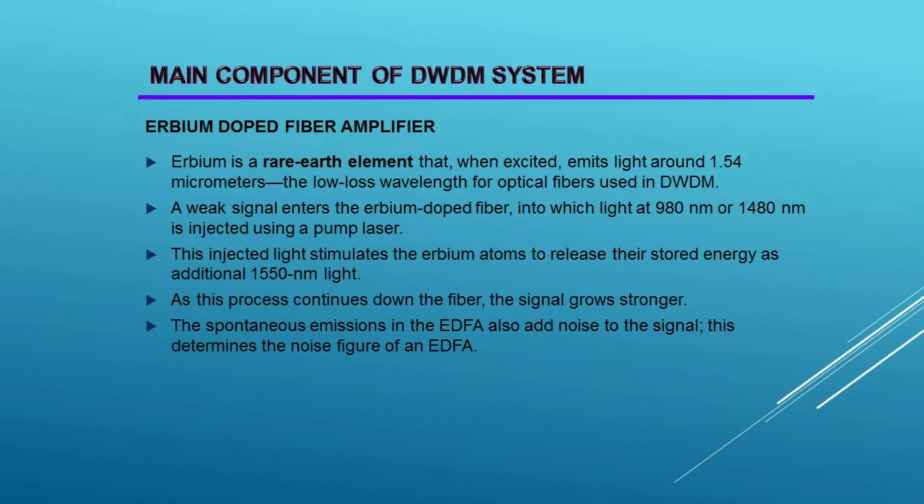Erbium-doped fiber amplifier. Erbium is a rare earth element that, when excited, emits light around 1.54 micrometers, the low-loss wavelength for optical fibers used in DWDM. A weak signal enters the erbium-doped fiber, into which light at 980 nanometers or 1480 nanometers is injected using a pump laser. This injected light stimulates the erbium atoms to release their stored energy as additional 1550 nanometer light. As this process continues down the fiber, the signal grows stronger.